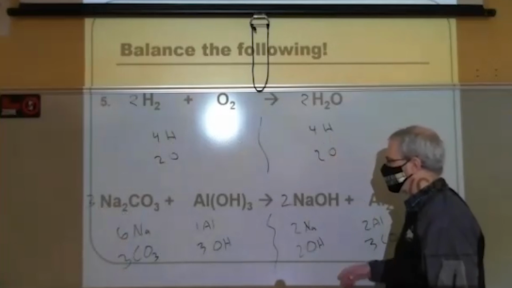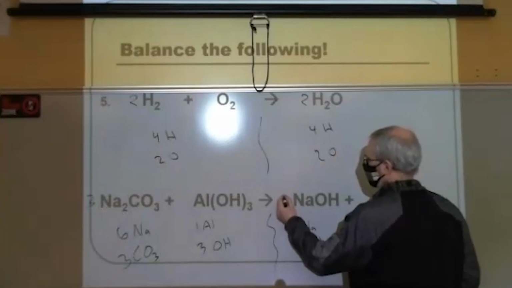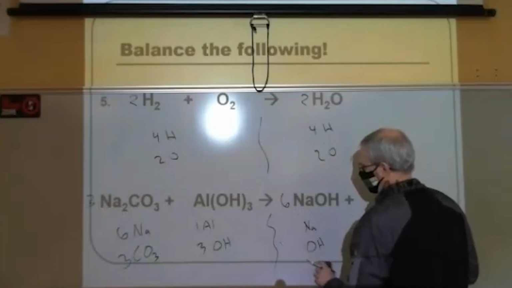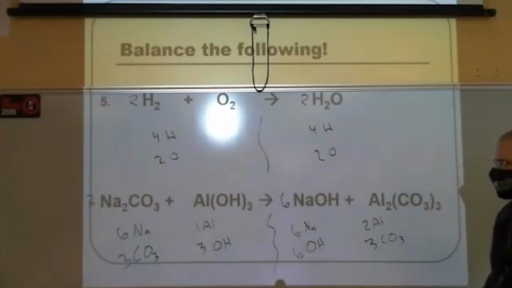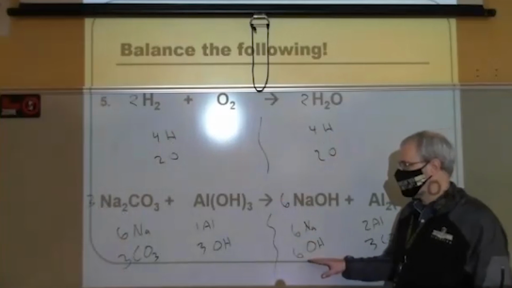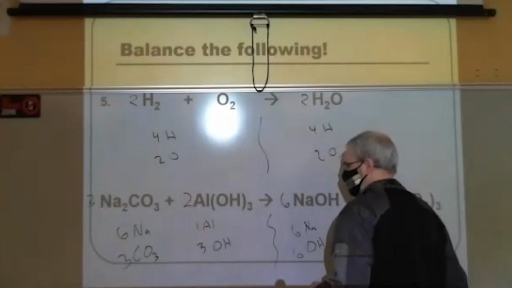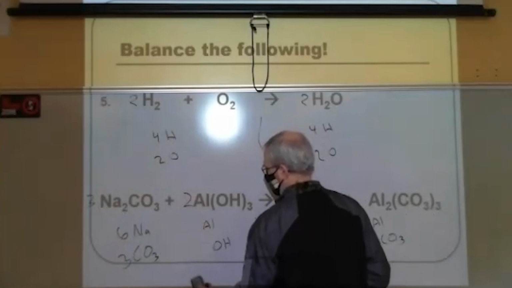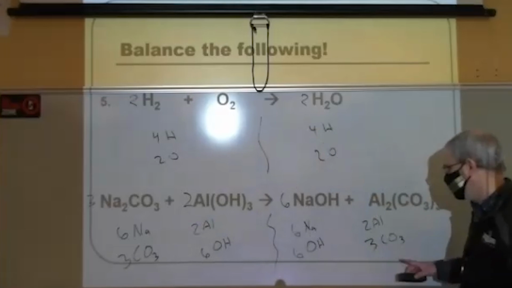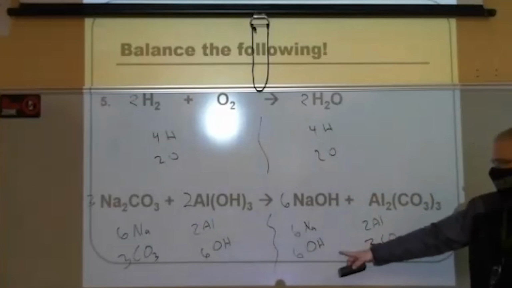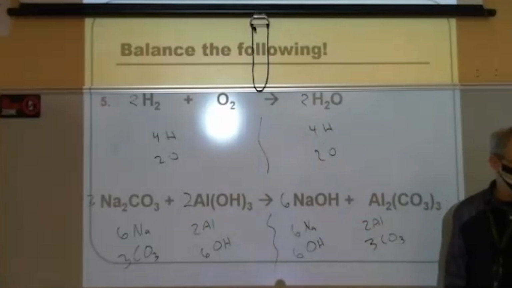Okay. Well, that means I have to change this again. All right. If I'm going to need 6 of those, I got to change that to 6. So then I'm going to have 6 sodiums and 6 hydroxides. Okay. If I need 6 hydroxides, I'm going to need 6 here too. So that's going to have to be a 2. Right. That'll change this to 6 hydroxides and 2 aluminums. Oh, good. That's what I have over here. 2 aluminums, 6 hydroxides. So everything works out. Right.